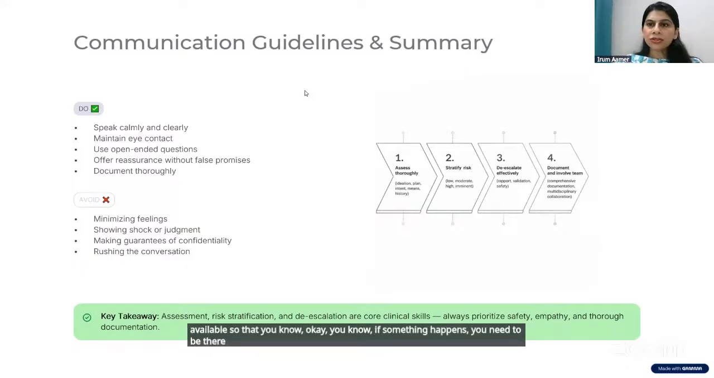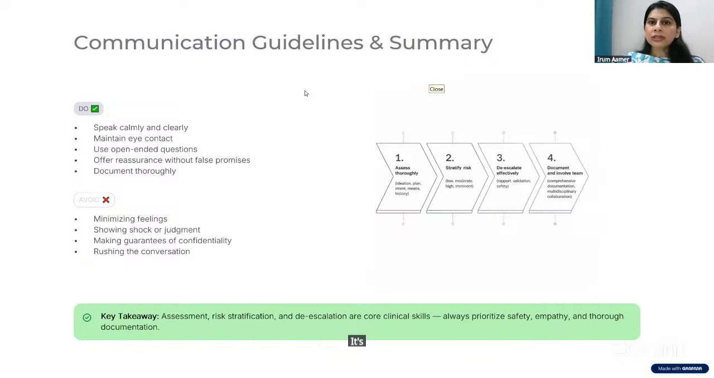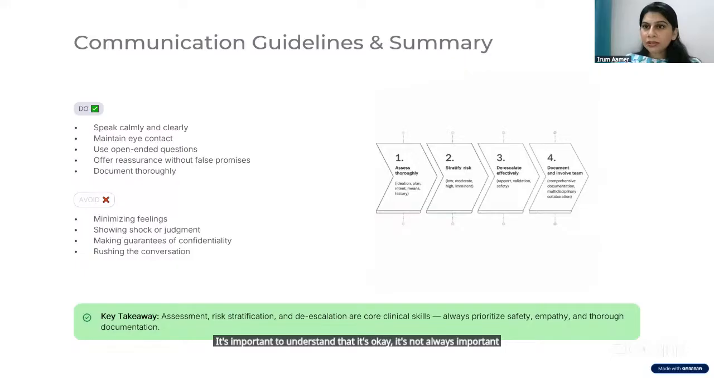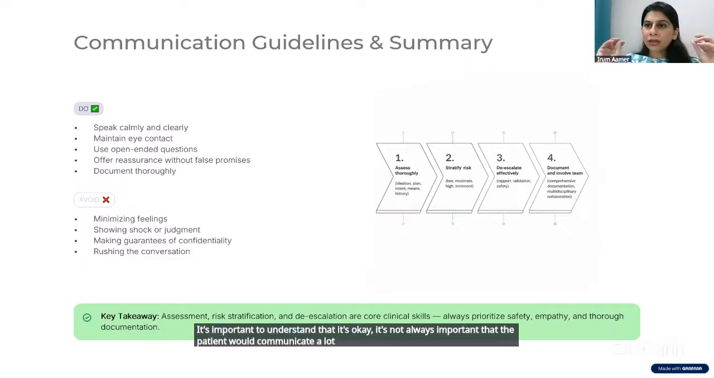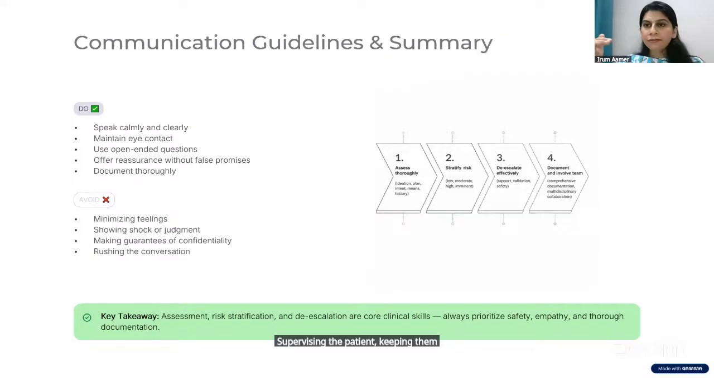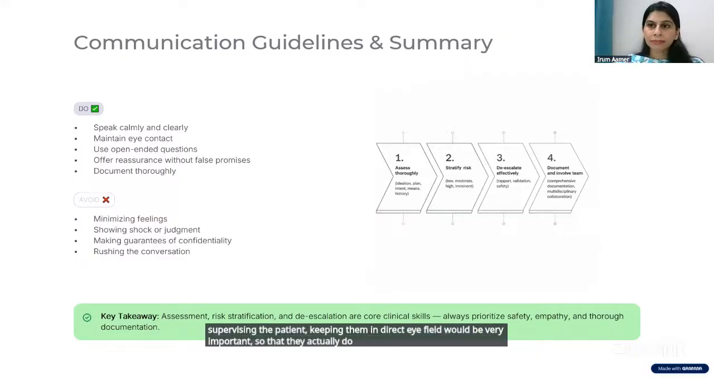There's a question in the chat: what if the patient still doesn't want to talk? It's important to understand that it's okay. It's not always important that the patient communicates a lot. If you cannot talk to the patient, just give them some time. You can give them a piece of paper and a pen so that they can write. But being available and not letting them isolate, supervising the patient, keeping them in your direct eye field would be very important, so that they do not attempt harm.